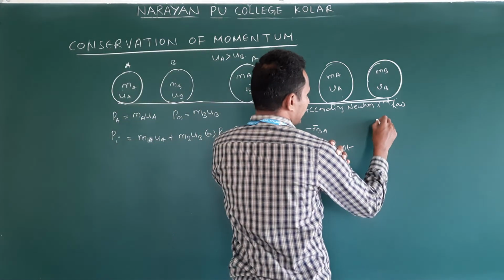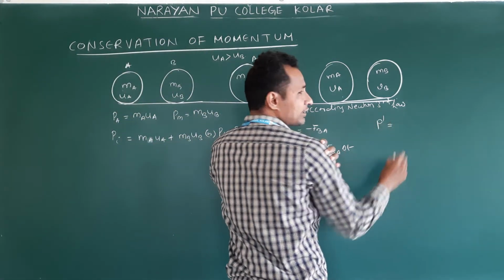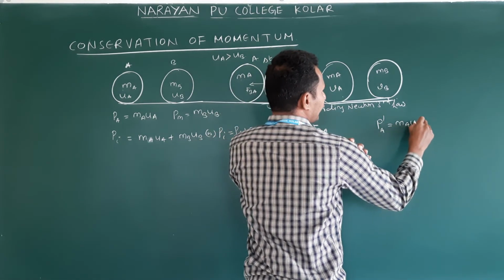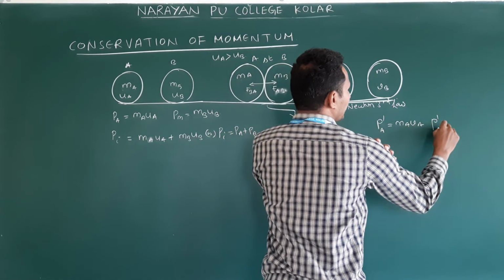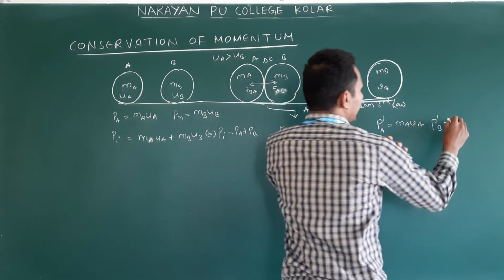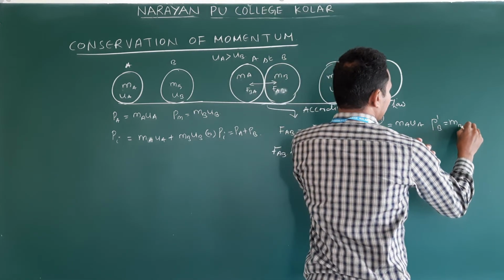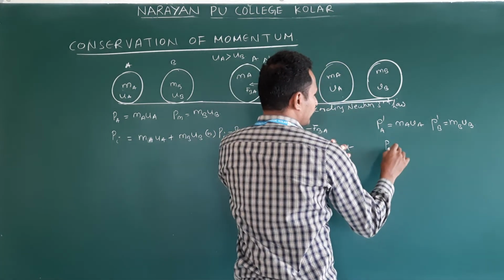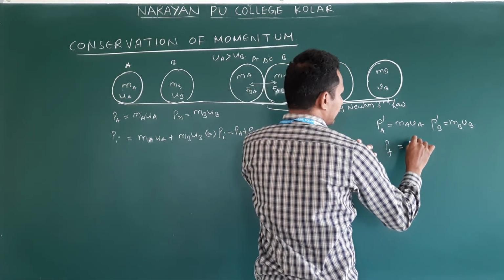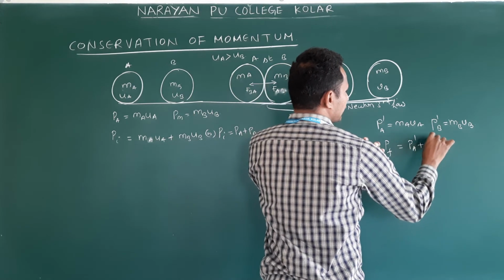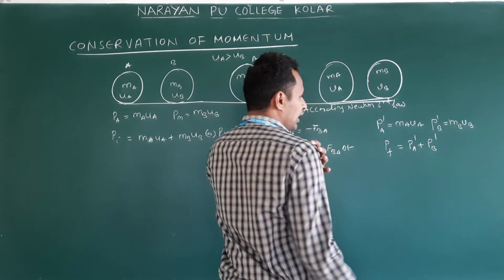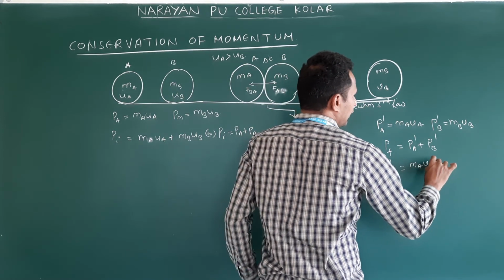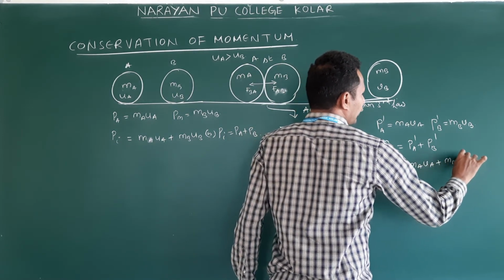Now the final momentum P dash is what? Momentum of the first body, MA VA, next P dash B. What is this? MB VB. Am I correct? What is the final momentum? P final, how do we write? PA dash plus PB dash. Or we can write PF is equal to MA VA plus MB VB.